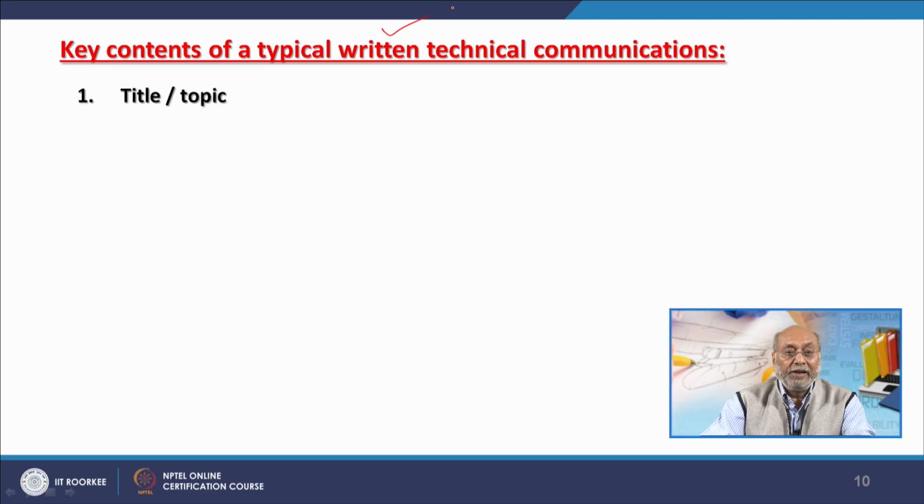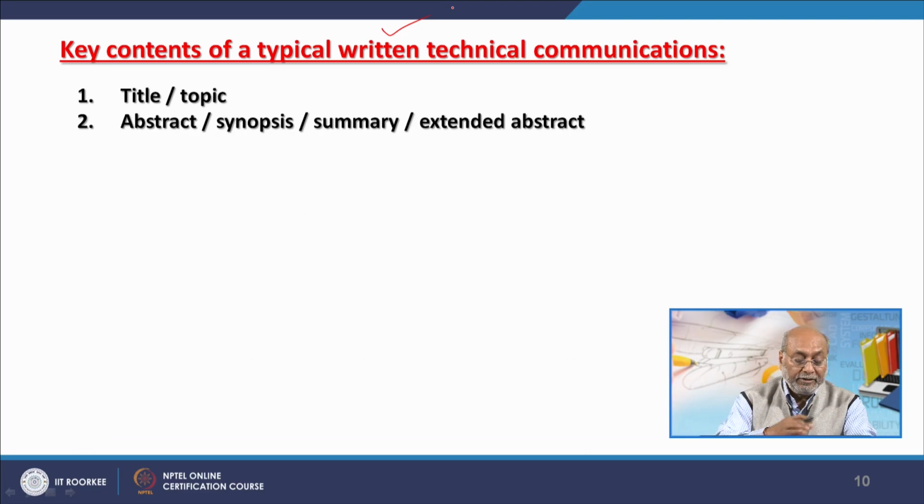First is title and topic. I am showing the content, or menu card, for our future discussions. So, first, title and topic, which I am going to discuss here itself, and then next and next and so on. In the next discussion we will have abstract, synopsis, summary, extended abstract, or even executive summary. So, different terms are used.